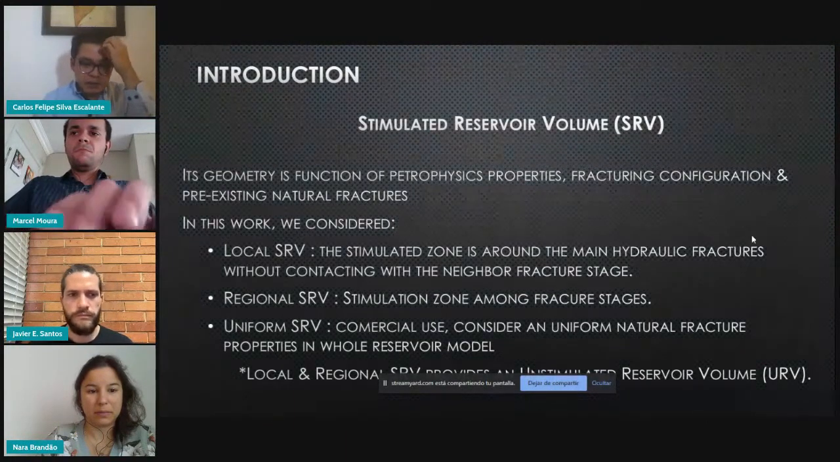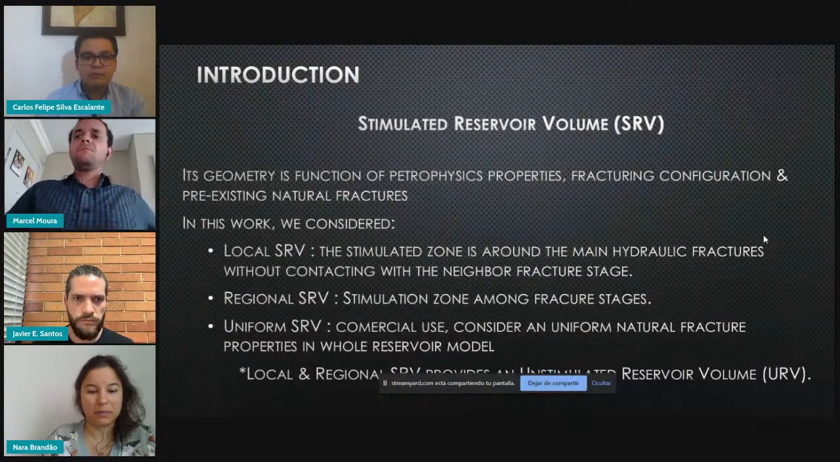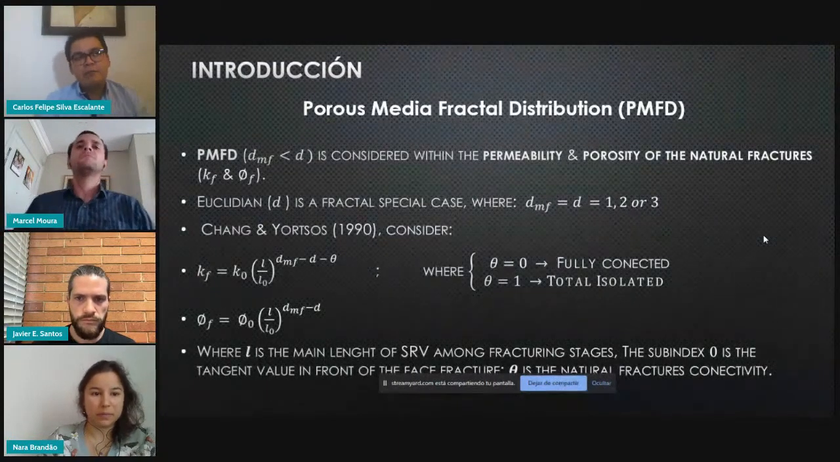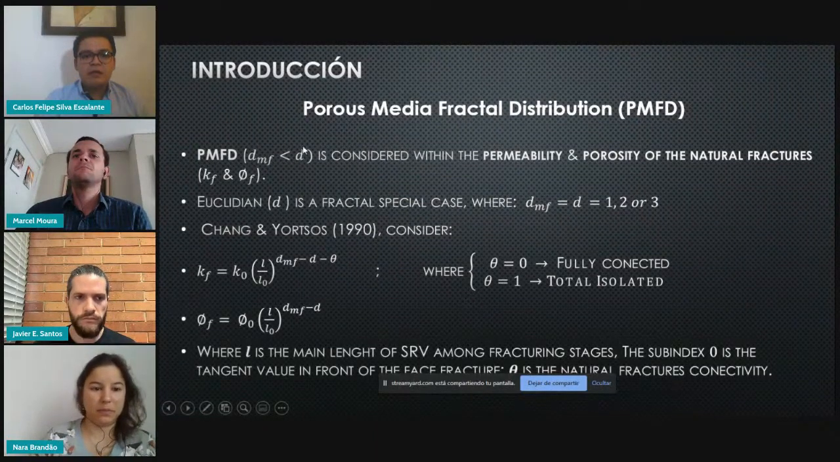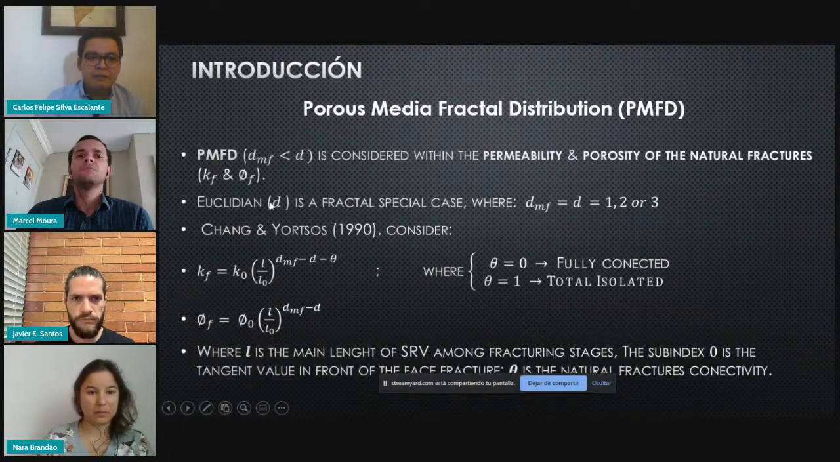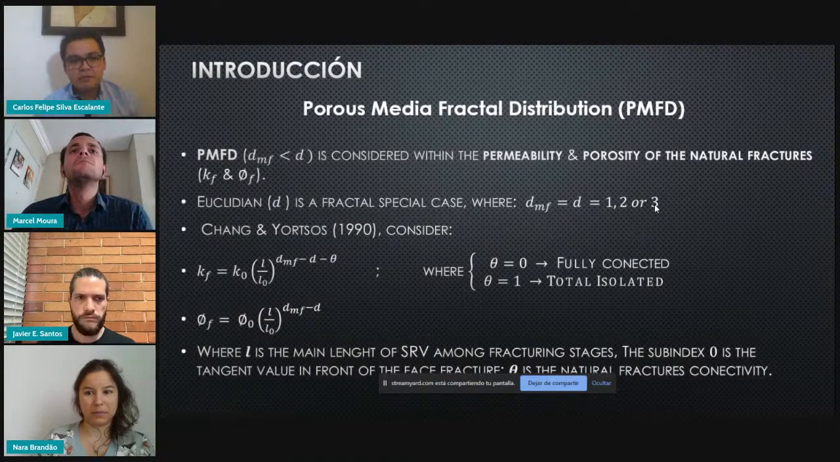One note: local and regional SRV provide an unstimulated reservoir volume, URV. The first, the porous media fractal distribution, PMFD, has a fractal dimension less than the Euclidean dimension and is considered within the permeability and porosity of the natural fractures. Euclidean D is a special case of fractal where the fractal dimension is the same as the Euclidean, and it can be 1, 2, or 3 depending on the flow dimension.